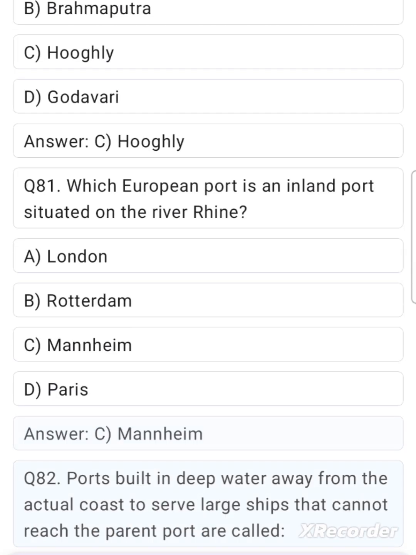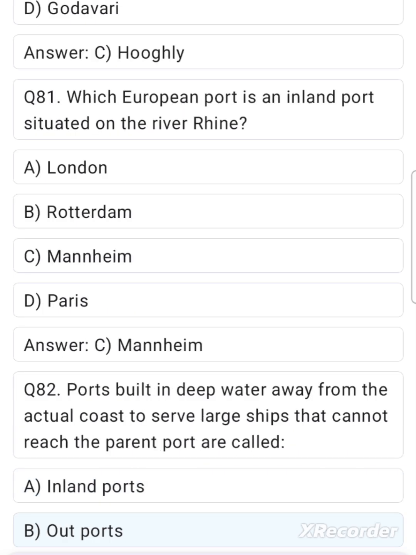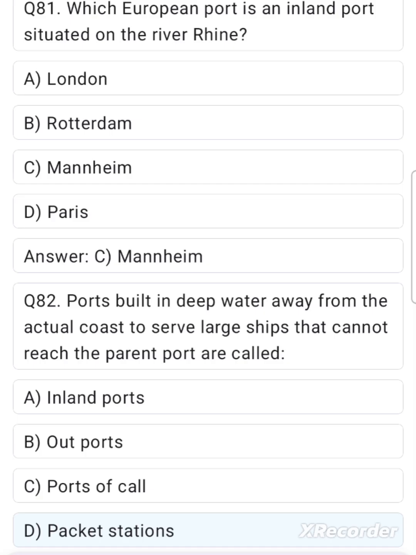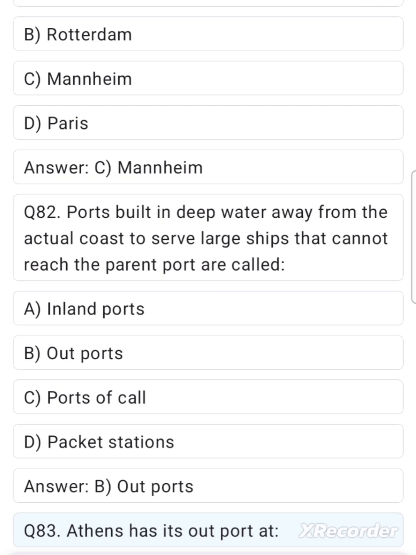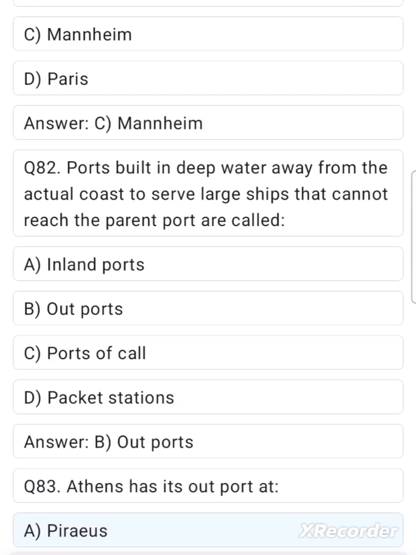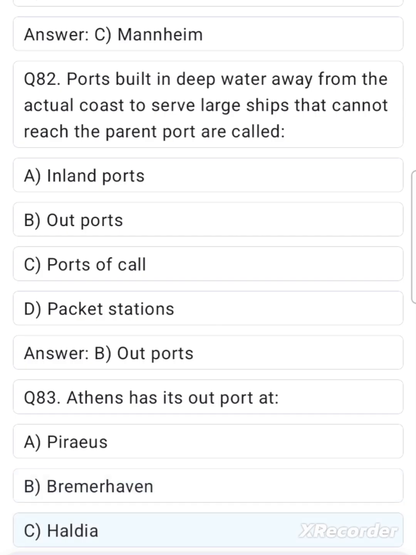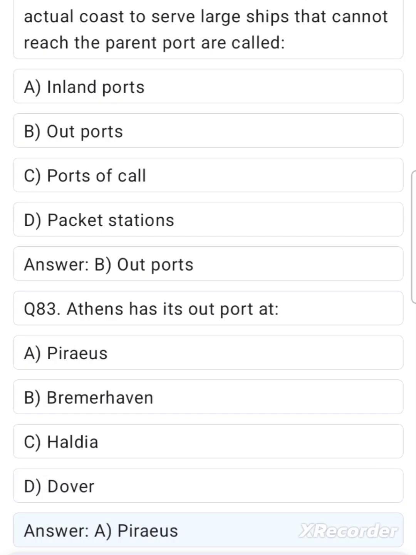Mannheim. Q82. Ports built in deep water away from the actual coast to serve large ships that cannot reach the parent port are called: A. Inland ports. B. Outports. C. Ports of call. D. Packet stations. Answer: B. Outports. Q83. Athens has its outport at: A. Piraeus. B. Bremerhaven. C. Haldia. D. Dover. Answer: A. Piraeus.